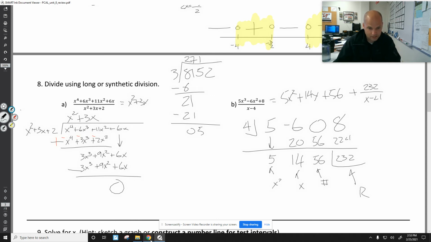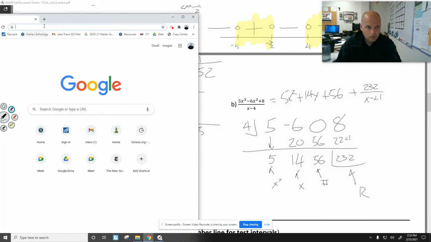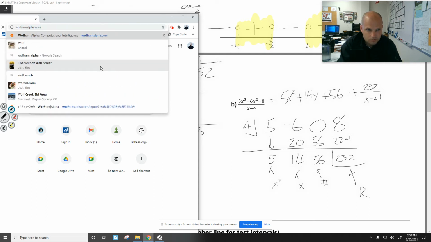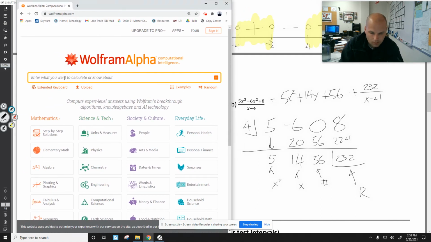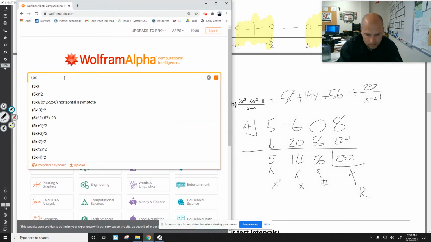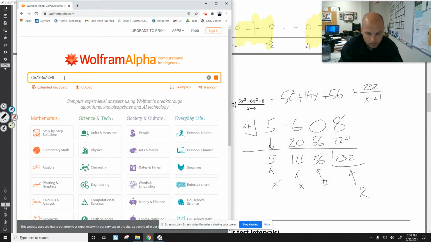I don't trust that, so I'm going to check. I don't think I should be showing you this. x cubed minus 6x squared plus 8 over x minus 4.